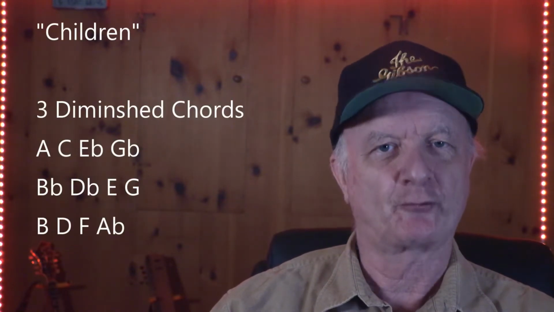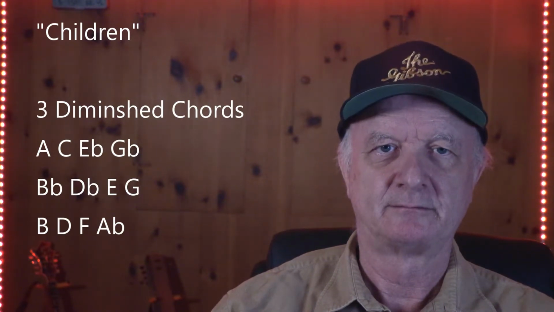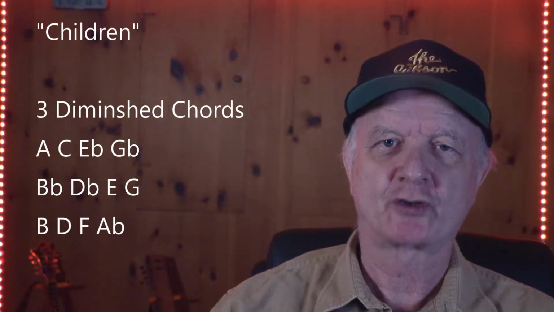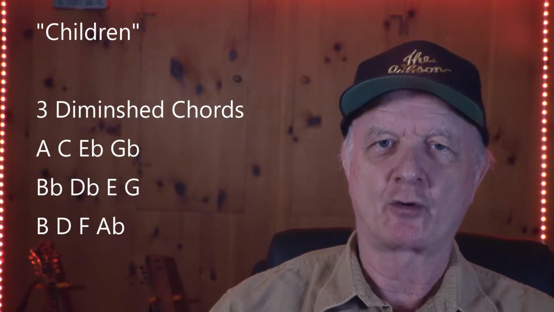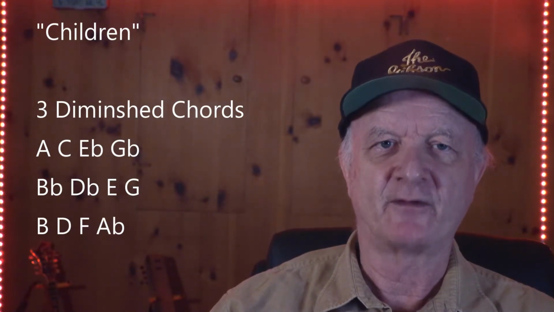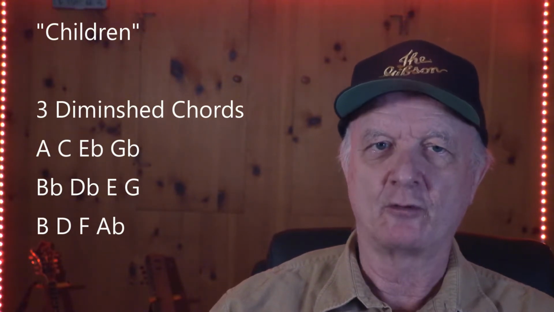Barry then says man and woman had 3 children. Each child took 2 notes from the parents. These make the 3 diminished chords, which you see on screen. Compare the diminished chords with the 2 whole tone scales. The A diminished chord takes A and E flat from the first whole tone scale, and C and G flat from the second whole tone scale.